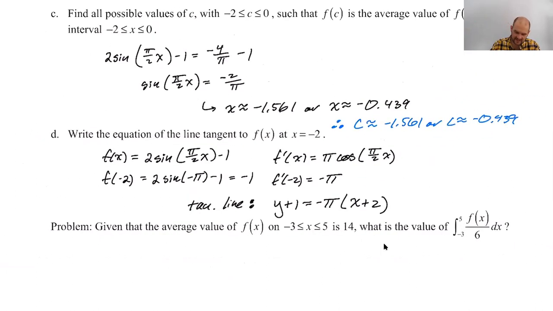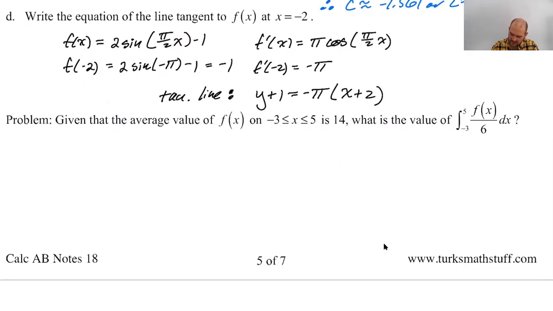Okay, let's just check that derivative in our head one more time. So it's 2 times, chain rule gives you a pi over 2, so that's going to give you the pi. Derivative of sine is cosine of pi over 2 x. Yeah, I think that's right.